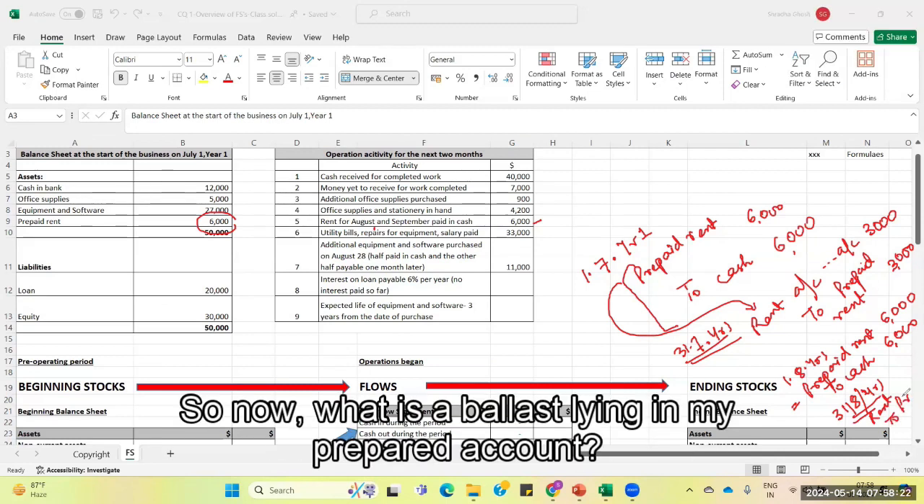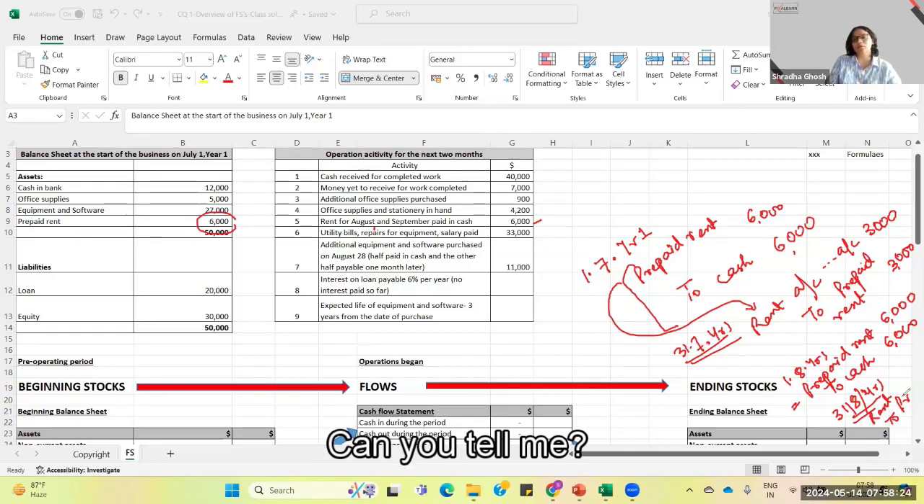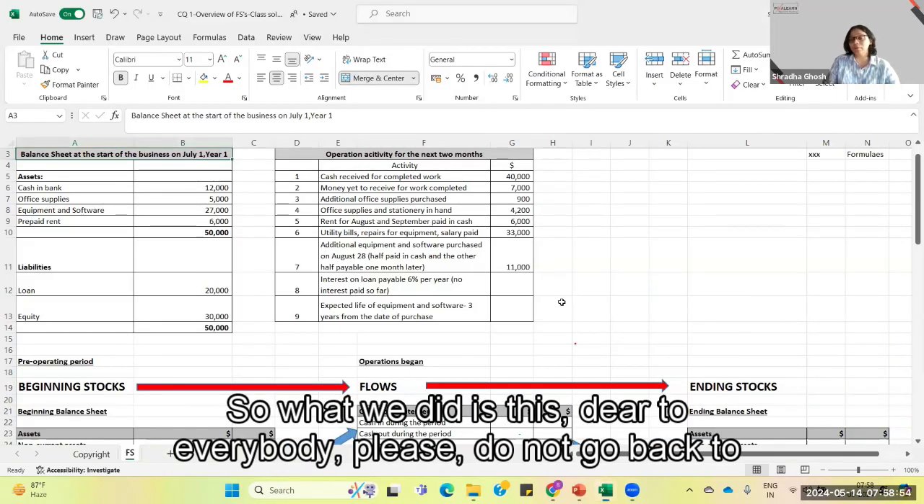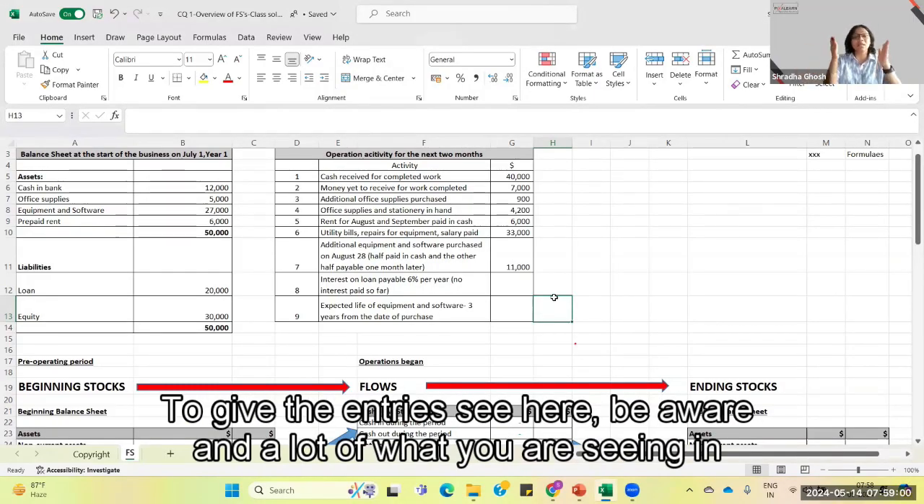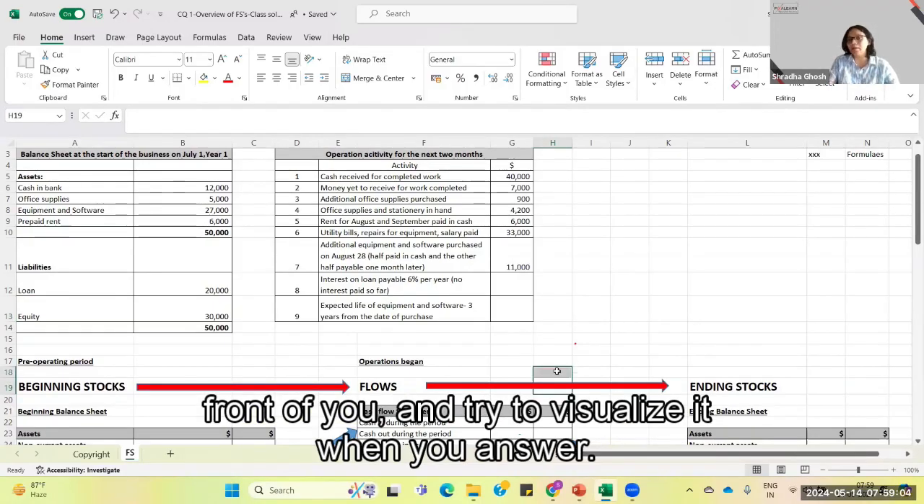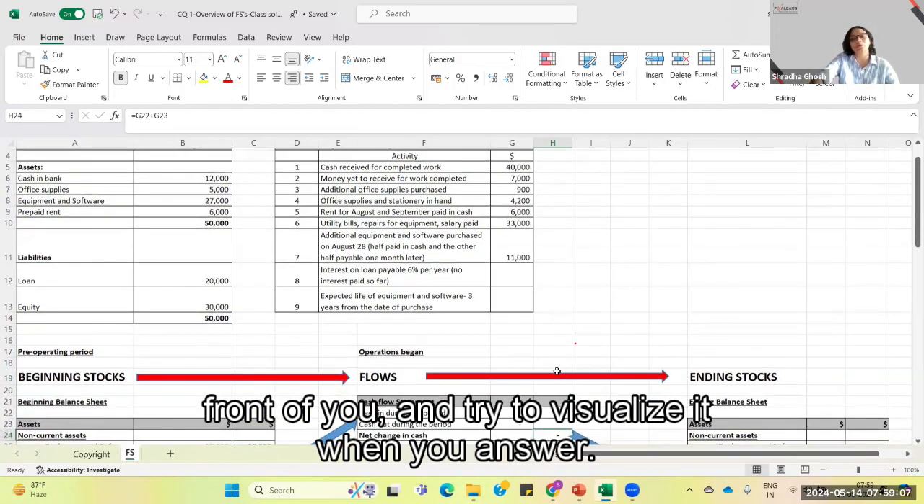So now what is the balance lying in my prepaid account? Can you tell me? So what we did, is this clear to everybody? Please do not go back to your school life or your college life or your work life to give the entries. See here, be aware and alert of what you are seeing in front of you and try to visualize it when you answer. Okay?